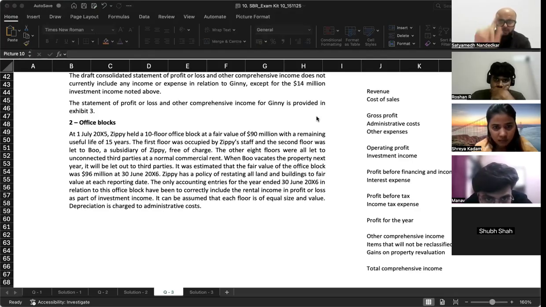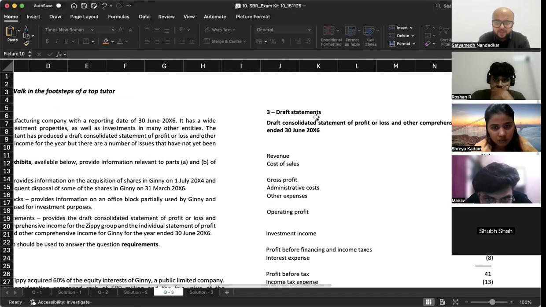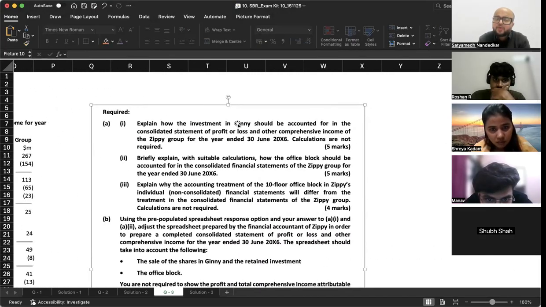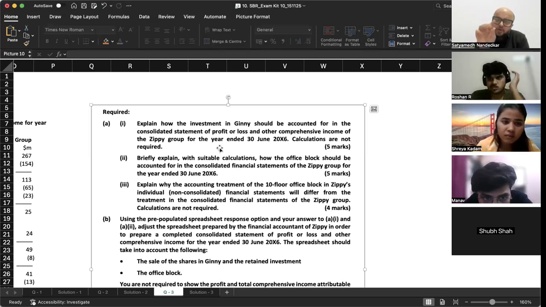One more point before we do this question. They have asked you how the investment should be shown in the consolidated P&L. You described 9 months consolidation, gain or loss on disposal. You should also describe the 3 months for which it is an associate, right? So the treatment of associate also has to be described. Just describe the equity method.